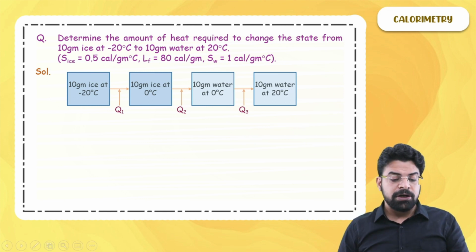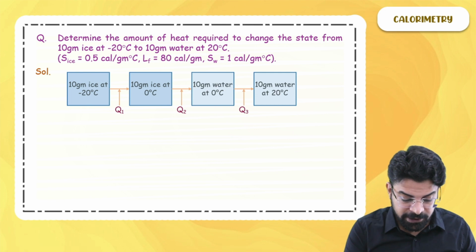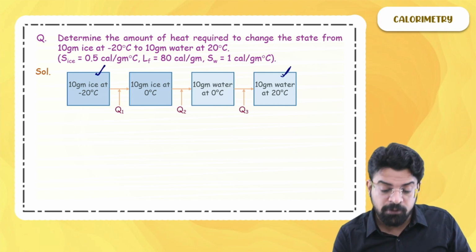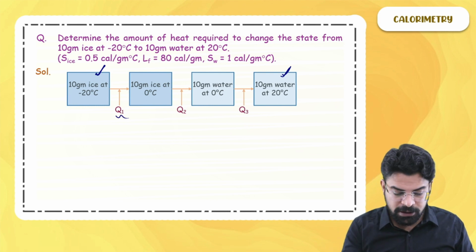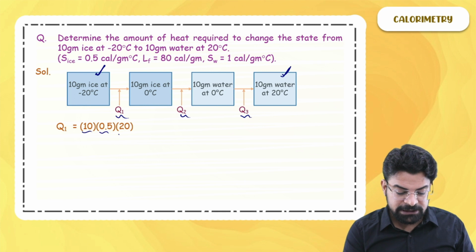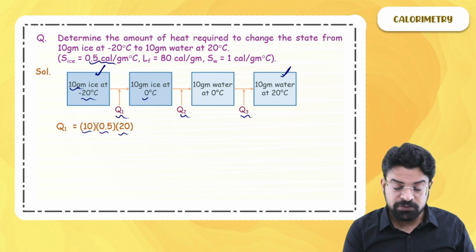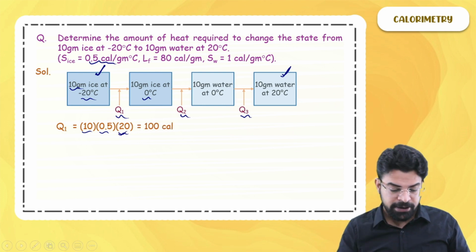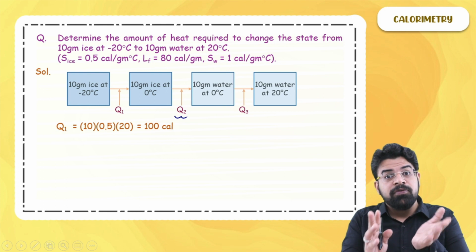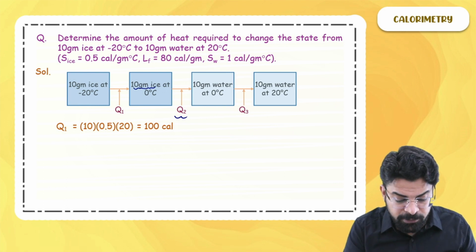So what will be the total heat provided? The total heat required to convert 10 gram of ice at minus 20 to 10 gram of water at plus 20 is Q1 plus Q2 plus Q3. Now you can say Q1 has to be equals to m s delta T, 10 into 0.5 into from minus 20 to 0, plus 20, that becomes 100 calorie. Q2, which is the amount of heat required for phase transformation from 10 gram of ice at 0 to 10 gram of water at 0.